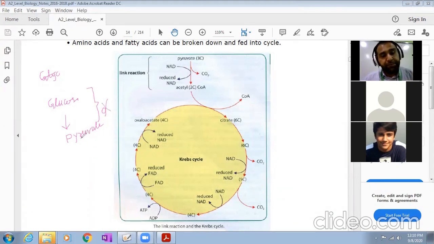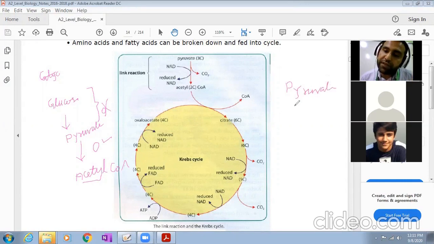Now here is the condition. If oxygen is present, this pyruvate will convert into acetyl-CoA. It means that this pyruvate will enter the Krebs cycle pathway. Now, if oxygen is not present, this pyruvate will move toward anaerobic respiration, and in humans it will form lactic acid. It depends on the organism, because different organisms have different enzymes.